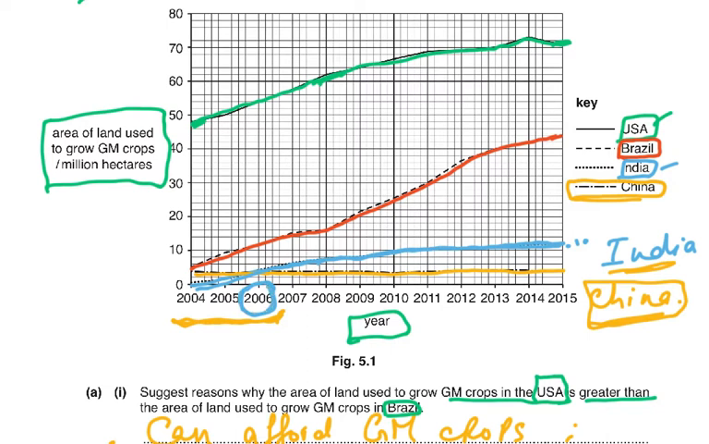So area in India is greater than China after 2006. You realize whenever there's a cross, when one line crosses the other, that's the point you need to be making. That's the point they expect you to come out with.